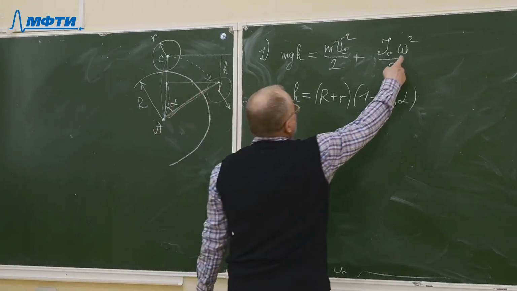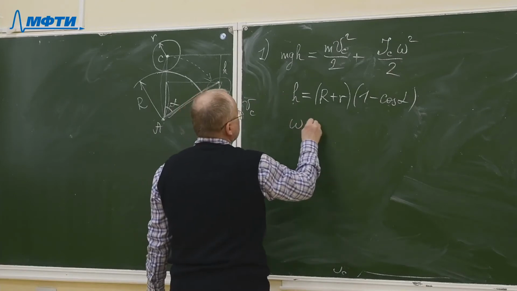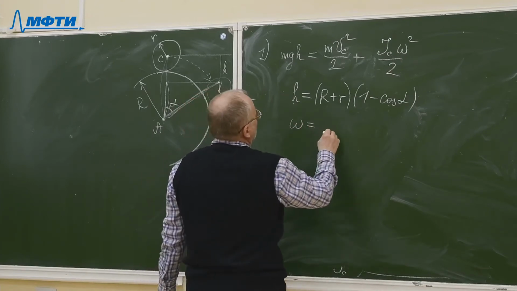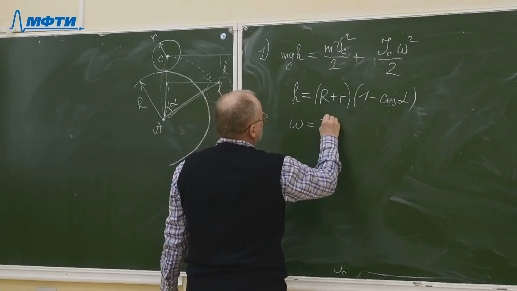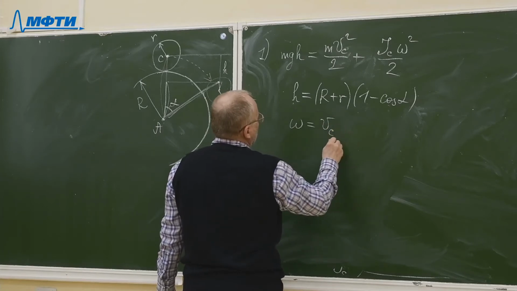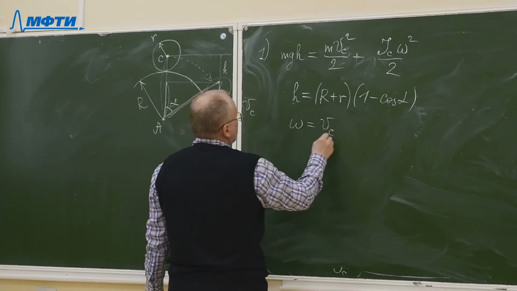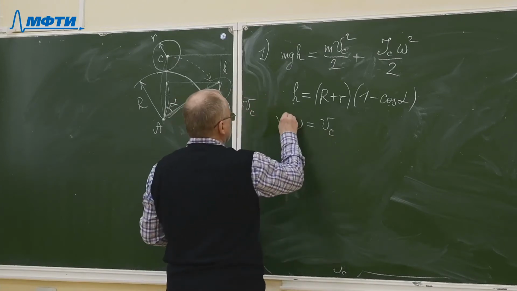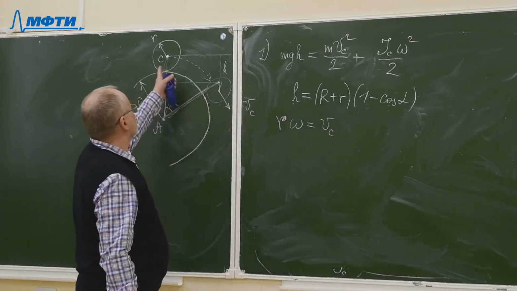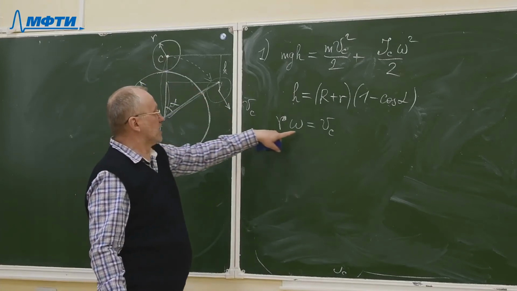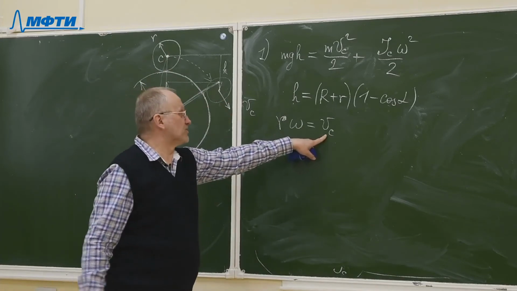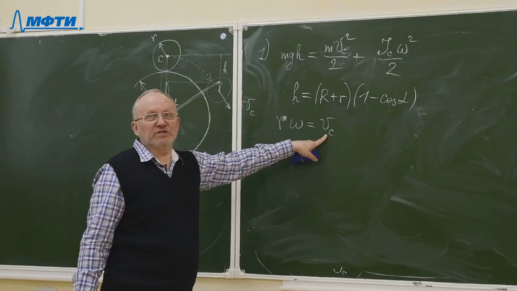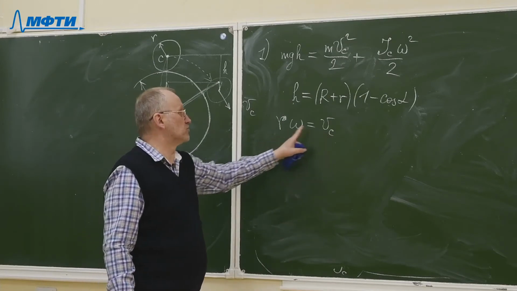Also, omega here, in the same way as before, is the velocity of the center of mass divided by r, the radius of the sphere. The radius of the sphere times omega will be the velocity of the center of mass, as in the previous solution, the same.